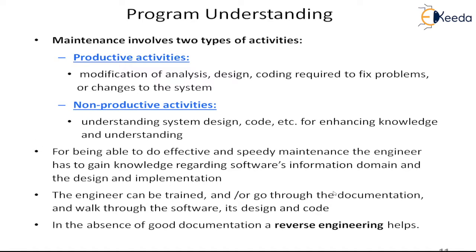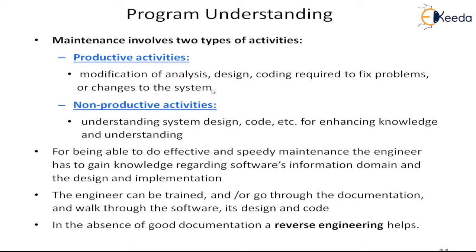So let us look at program understanding. Maintenance involves two types of activities. One is productive activity, the other is non-productive activity. When we say productive activity, that means the maintenance engineer is engaged in doing analysis, design, coding that is required to fix a problem. This problem could be a defect or it could be changes to the system.